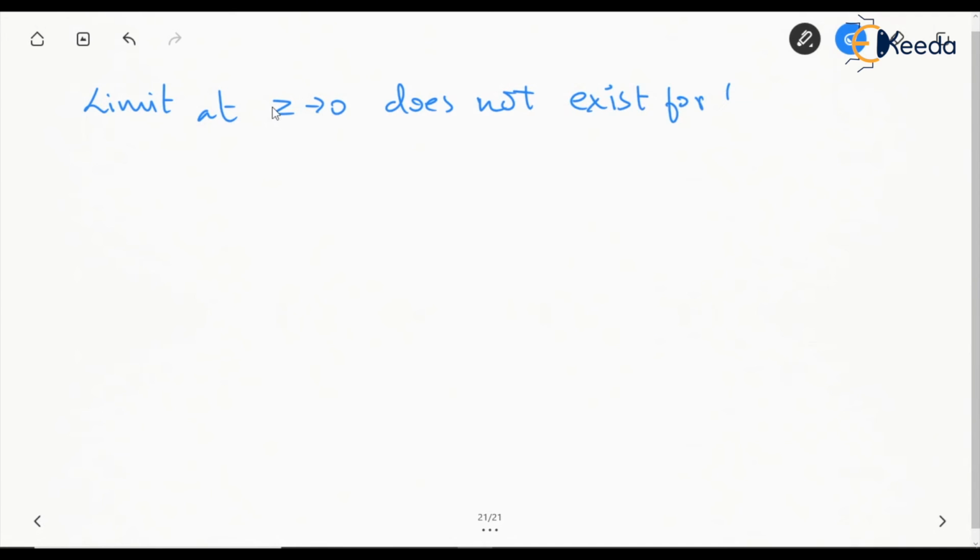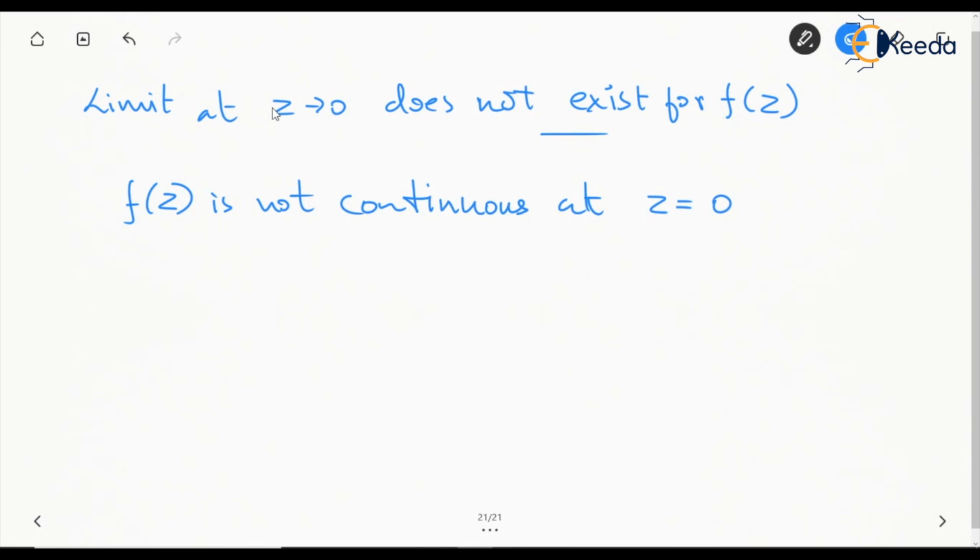for f of z. So we have seen that for the function to be continuous, the function should be defined at that point, the function limit should also be defined at that point, and the function limit and the function value should be same. But now that the function limit is not existing, we can clearly say f of z is not continuous. That's it.